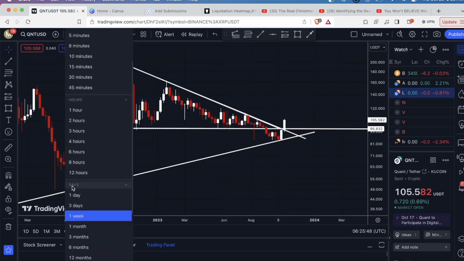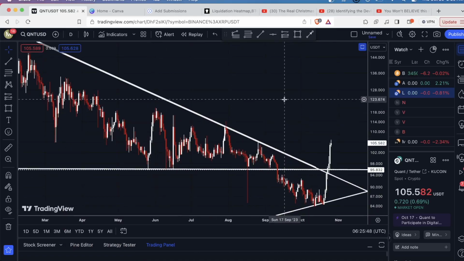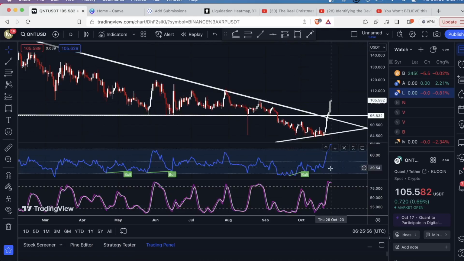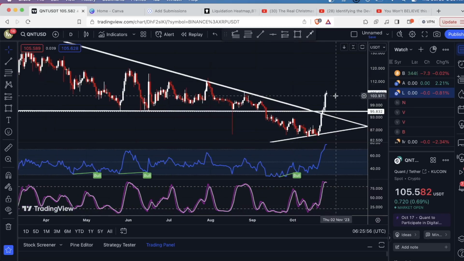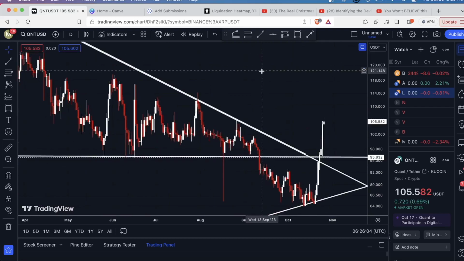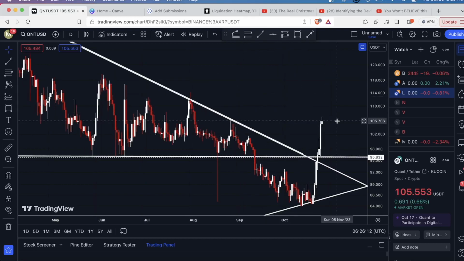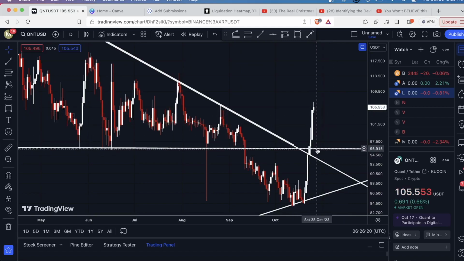Now, if I change the time frame here, you're going to see that we're pretty extended, right? So RSI is way up here, stochastic's way up, crossing down. So for me, for a short-term position, I'm not going to buy this pump. However, Quant's a coin I've been talking about for quite a while, and I have my long-term position stored safely away on my Ledger hardware wallet, so I'm benefiting from this regardless. But in terms of a short-term trade, I would personally wait for a pullback.